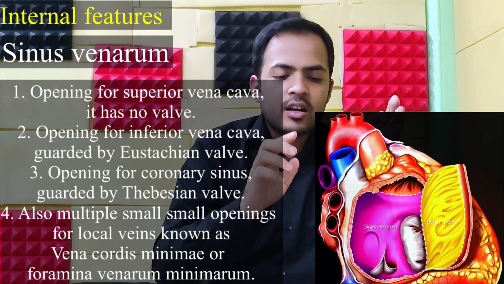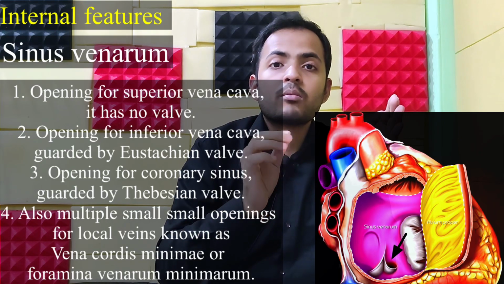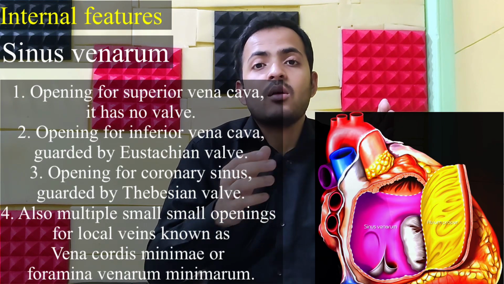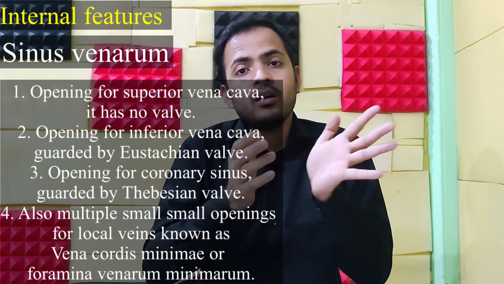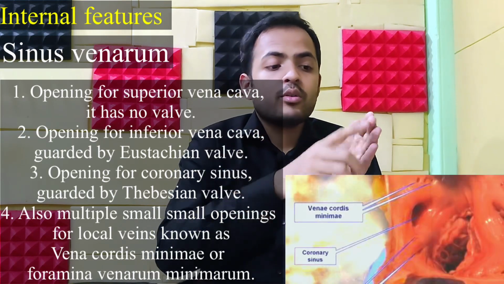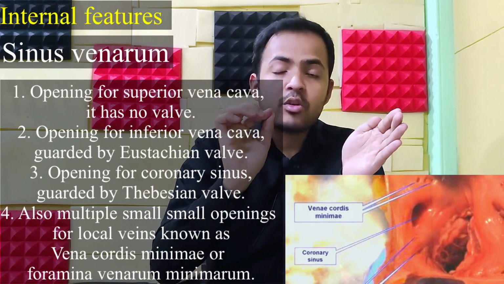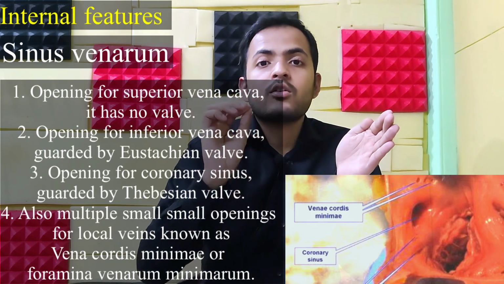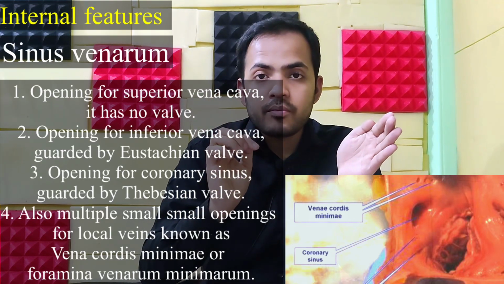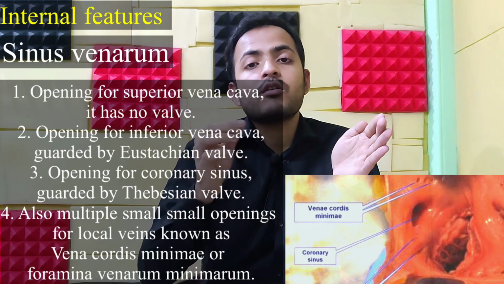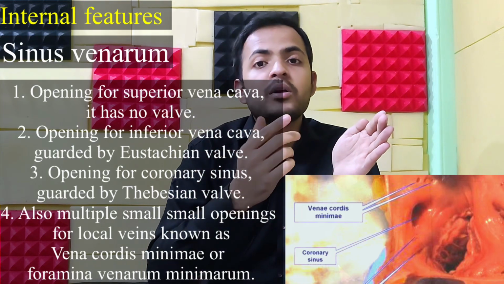Next, you're going to find opening for the coronary sinus. Okay, it is guarded by the semicircular valves. These valves are known as Thebesian valve. Okay, now also you will find small openings. These openings are known as venae cordis minimae, or it is also known as foramina venarum minimarum.